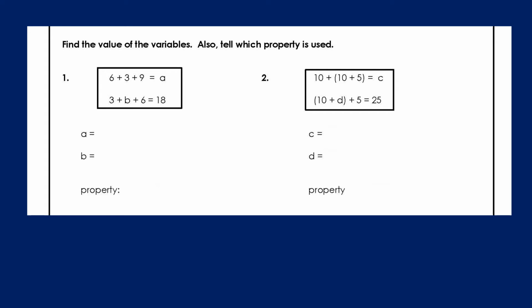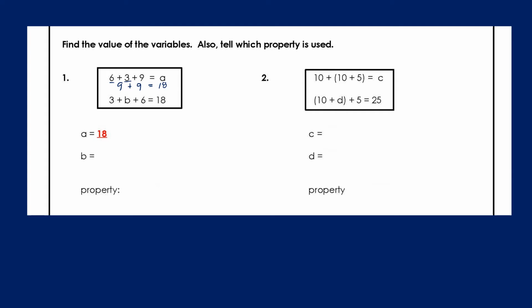Find the value of the variables. Also tell which property is used. When I add 6 plus 3, I get 9. And then if I add 9 plus 9, I get 18. So A equals 18.